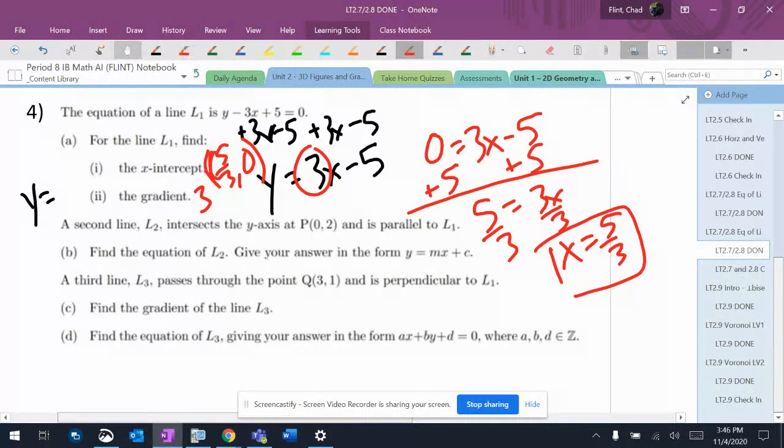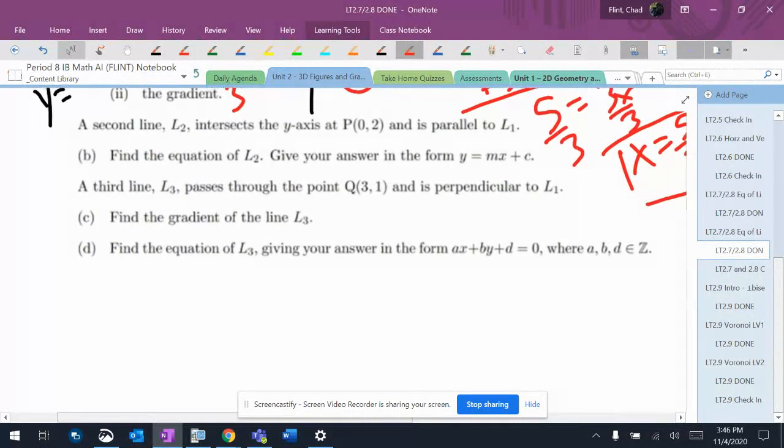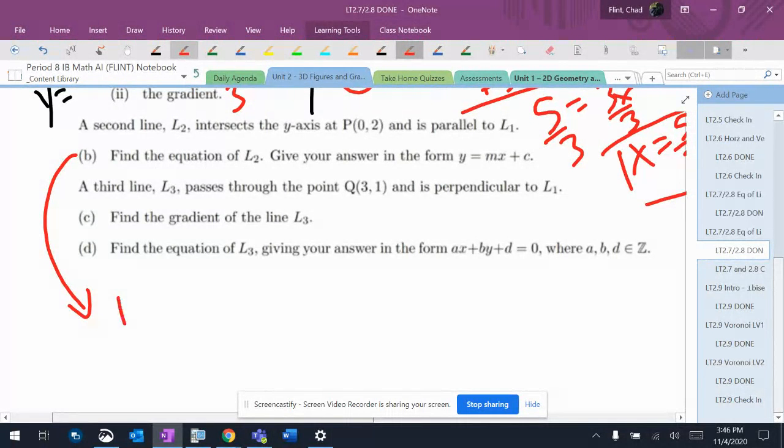So now I get into the stuff that's more about the lines. It says a second line L2 intersects the y-axis at 0, 2 and is parallel to L1. All right, a whole bunch of stuff going on there. So let's talk about what has to happen here. Parallel, same slope. So number 1, same slope, 3. Number 2, it goes to the point 0, 2. So again, if you recognize right away that that's going to go into y equals mx plus c form, great, do it.